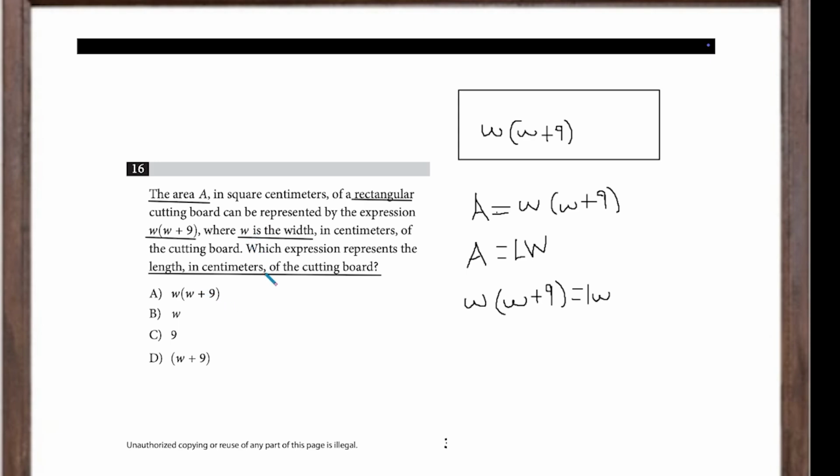We can set those two equations equal to each other, so we get W times W plus 9 is equal to length times width. And we want to solve for length, so we're going to divide both sides by W to get it on one side. So we're going to have length is equal to W plus 9, as you can cancel out the W in the denominator and the numerator. So our answer is D. This is a pretty simple problem if you know the concept of area and how to rearrange two-step equations.